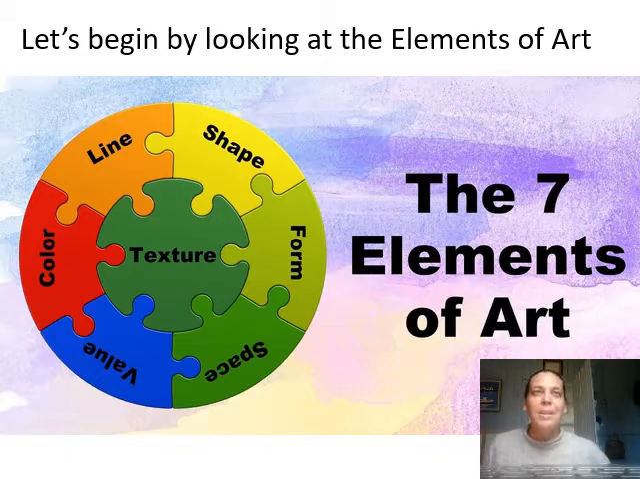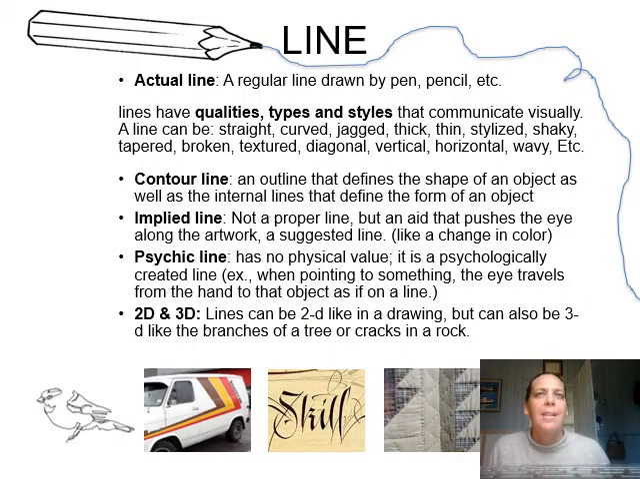So we're going to start by looking at the elements of art. There are 7 elements of art. Sometimes you will see 6, because people combine color and value. Today we're going to keep them separate because both are very important ideas. The first element of art that we're going to look at today is line.